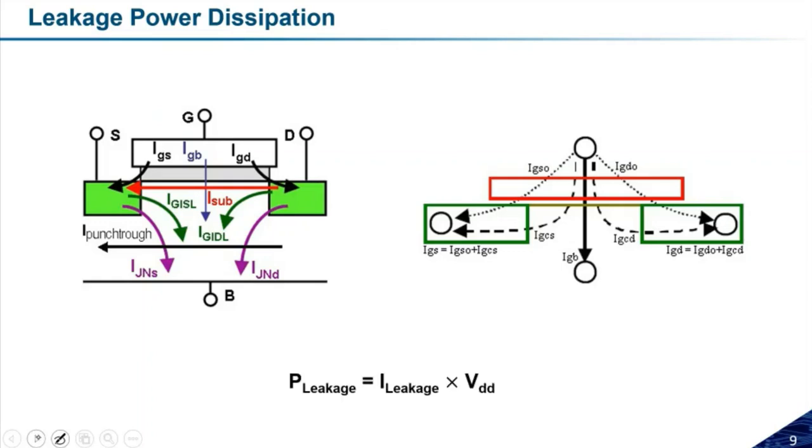The leakage power dissipation is obtained by summing all these leakage current components and then multiplying by VDD. That gives you the leakage power, and we can calculate it from this.